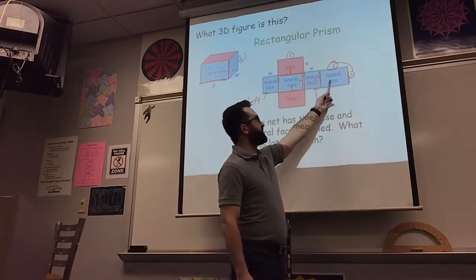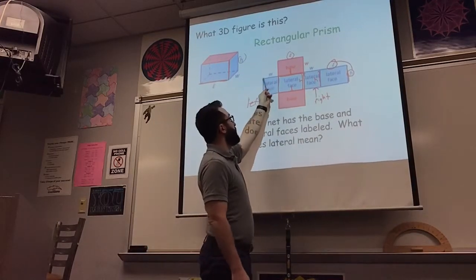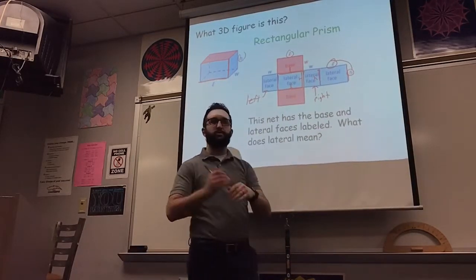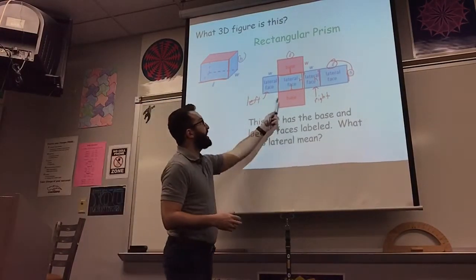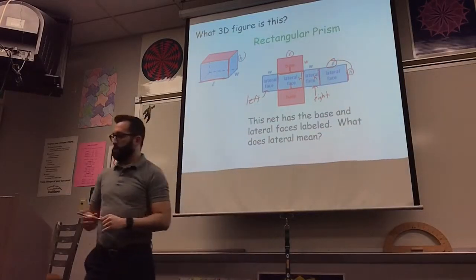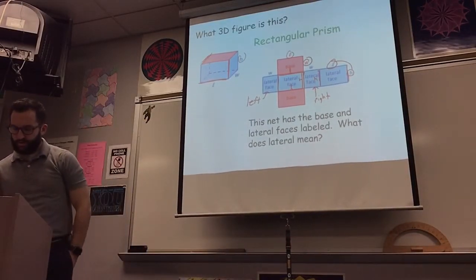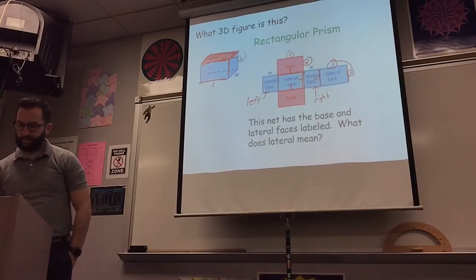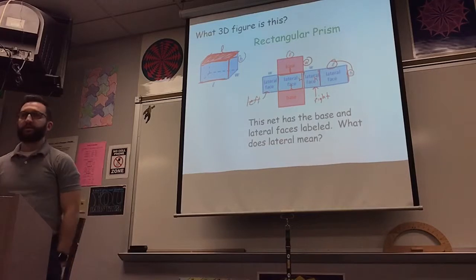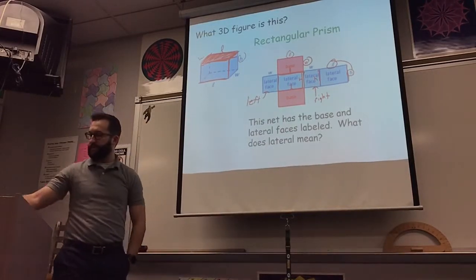All the lateral faces here have a length, a width, and a height. Notice how the area is found by either multiplying the length or the width times the height. The bases, how are the bases found? Well, these bases are found by multiplying the length times the width, because this is length, and then this is width. It's difficult to see, but if we can unfold it, it makes our life a little bit easier.